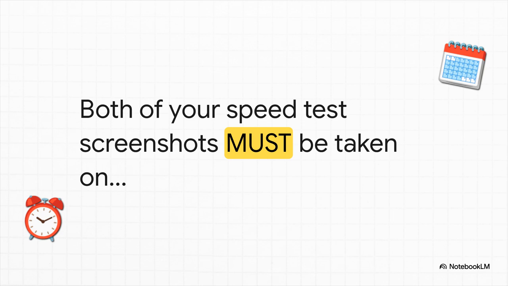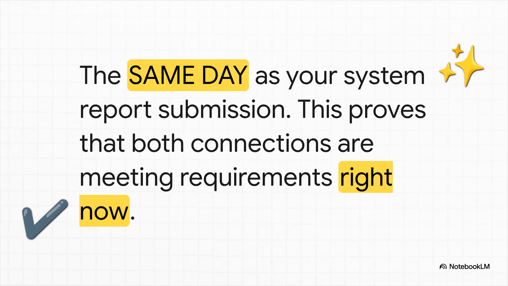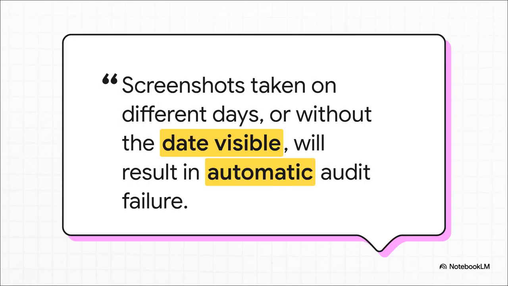Both of your speed test screenshots, the one for your primary and the one for your backup, must be taken on the same day as your system report submission. This is non-negotiable. This proves to us that both of your connections are active, stable, and meeting our requirements right now on the day you're submitting your report. And just so we're absolutely clear, the official compliance policy states, quote, "Screenshots taken on different days or without the date visible will result in automatic audit failure. There are no exceptions to this rule."